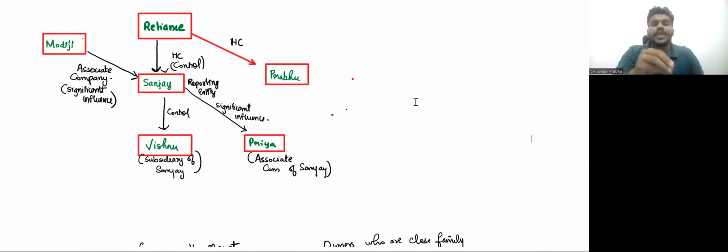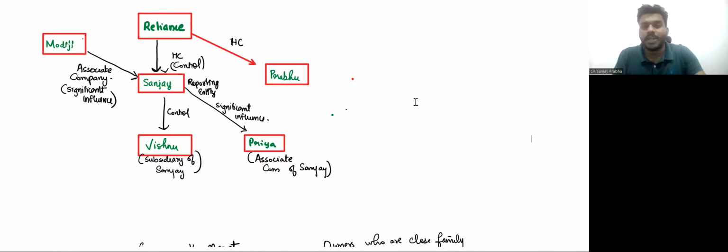Now we can see another company called Vishnu Limited. Sanjay is the holding company of Vishnu, and Sanjay is the reporting entity here. Sanjay is the associate company of Priya Limited. In such situation, Sanjay can exert control over Vishnu and significant influence over Priya Limited. Both Vishnu and Priya become related parties of Sanjay. That means an entity over which the reporting entity has control, and an entity over which the reporting entity has significant influence, both become related parties of Sanjay Limited.